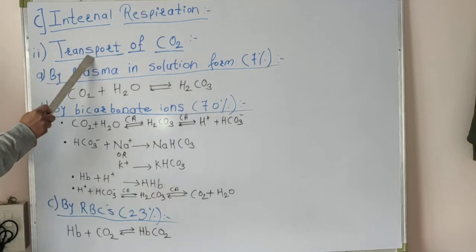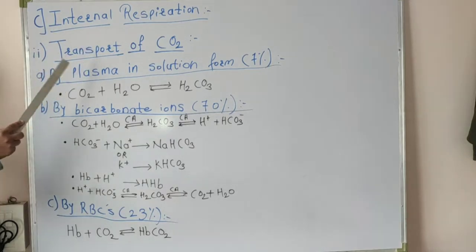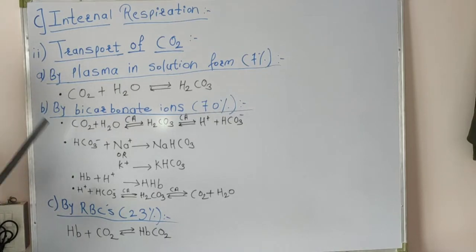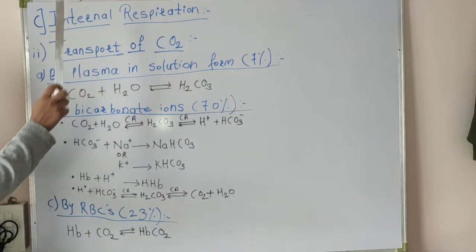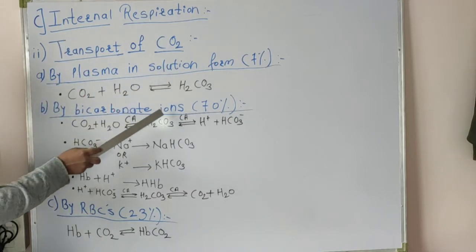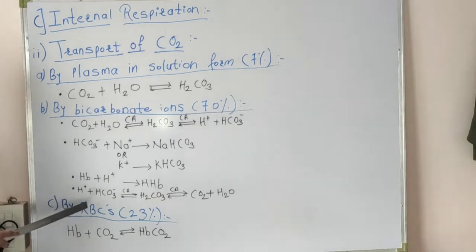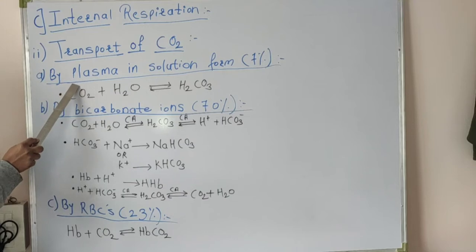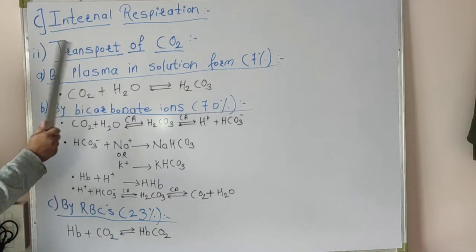Now we will see the transport of CO2. Basically this carbon dioxide gets dissolved in water and it gets transported by RBC as well as plasma in three different forms. First form will be dissolved in plasma in solution form, second is as bicarbonate ions, and third is by RBCs. So first we will see the transport in plasma in solution form.